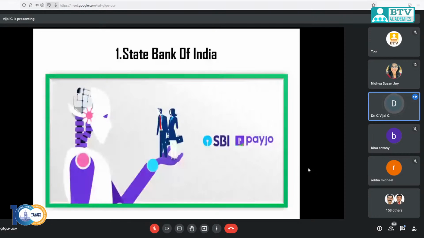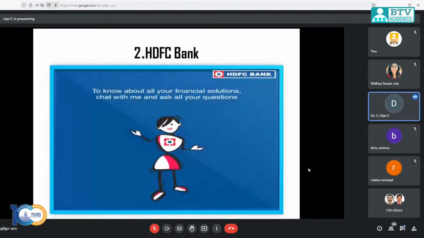The second one, HDFC. HDFC introduces EVA. HDFC's headquarters is in Mumbai, and it is another Indian bank that uses AI. The bank's smart chatbot called EVA works with Google Assistant on millions of Android devices to answer queries and provide better services.